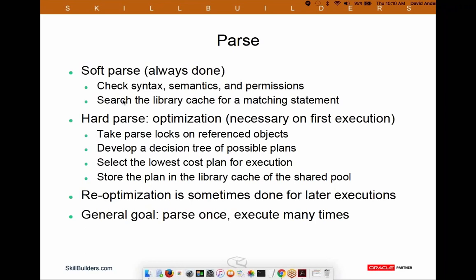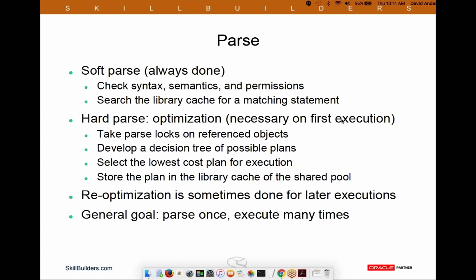Look at this next step, very important. Search the library cache for a matching statement. Okay, so the library cache is a shared memory area. And the library cache is a place where Oracle keeps previously parsed SQL statements. The reason it does that is because if it finds the statement already in the library cache, it does not do a hard parse. And this can save a tremendous amount of time. If it finds it in the library cache, it goes on to the next step. If it does not find it, hard parse.